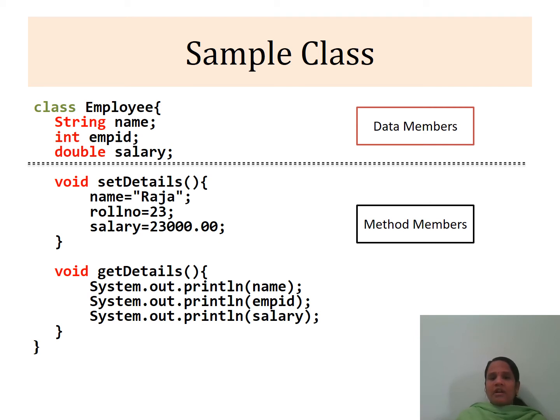The name we enclose by using double quotes. Here, see. And the ID number and salary we do not enclose in any double quotes, because this one is integer and this one is a double value. We are printing these three values here by using the system.out.println statement.